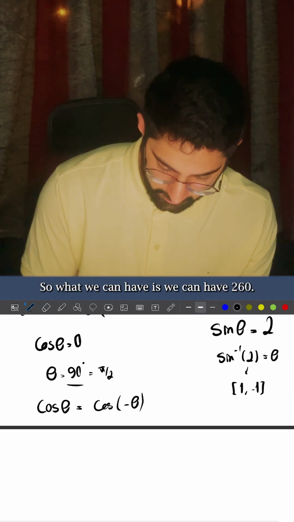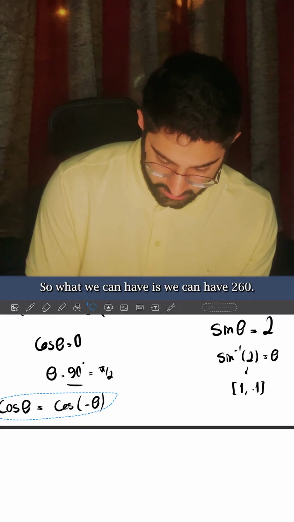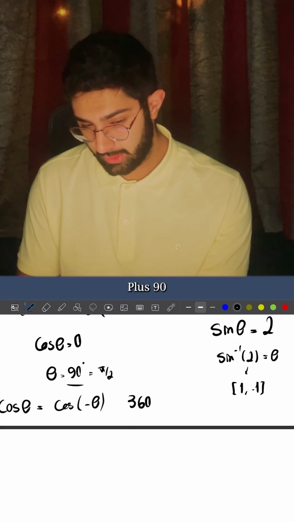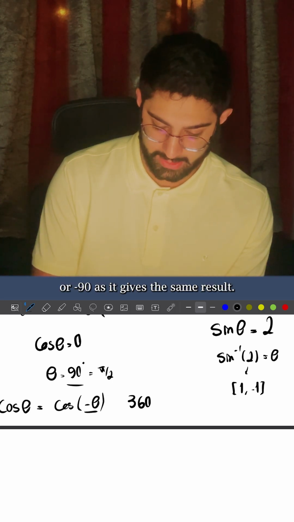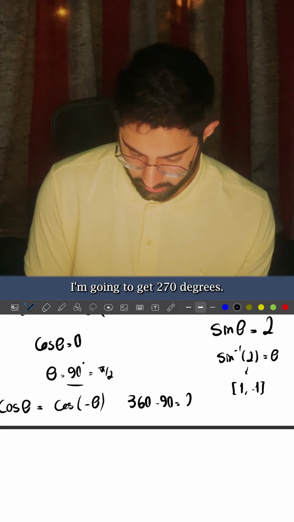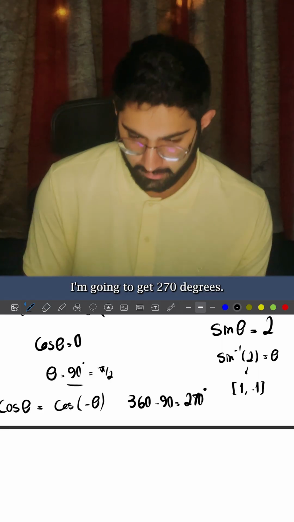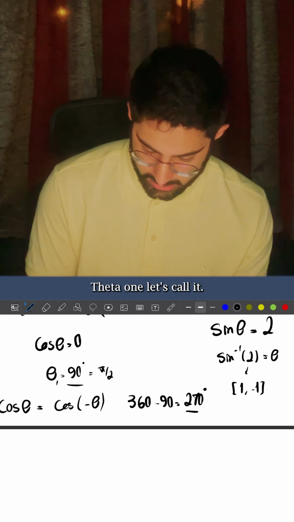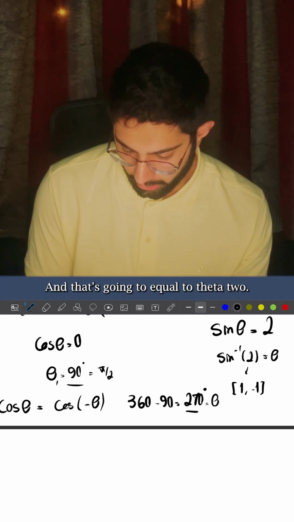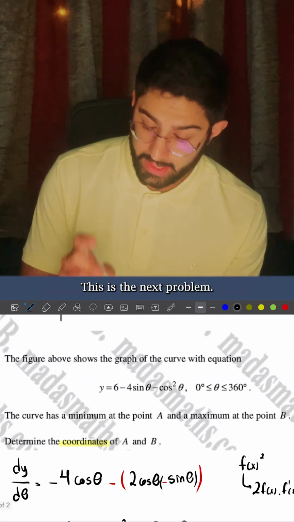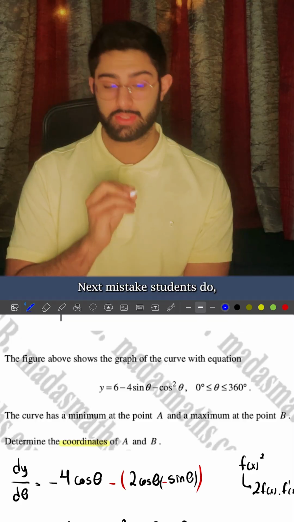So what we can have is 360 plus 90 or minus 90, as it gives the same result. And we're going to get 270 degrees. So that's going to be our two thetas. Theta 1, let's call it, and theta 2. We are not done yet. This is the next problem, the next mistake students make.